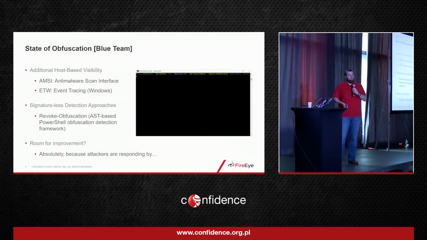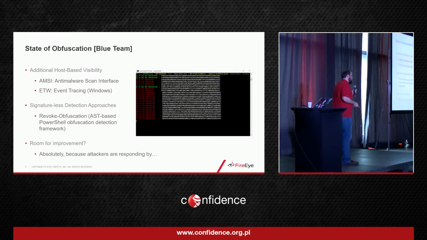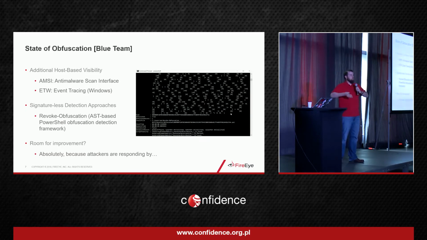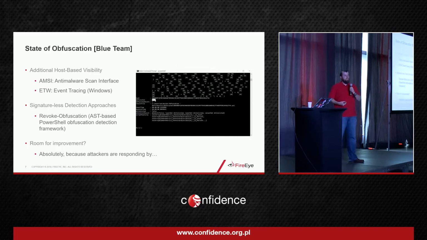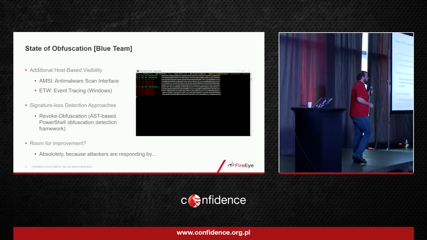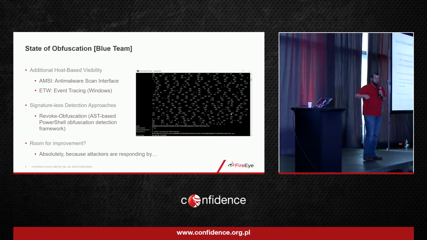From the blue team's perspective, we've actually made some good strides over the past several years in terms of visibility. Things like the Antimalware Scan Interface, ETW, which is Event Tracing for Windows. It's been around since Windows, but more recently, a lot of defenders have been using it to get better visibility without having to write kernel-level drivers. There's also signature-less detection, like some of the data science techniques that Lee and I put into Revoke-Obfuscation, which is what this little GIF is here.